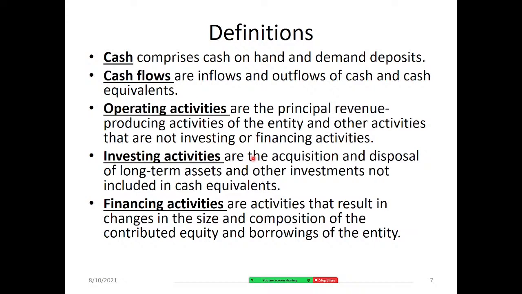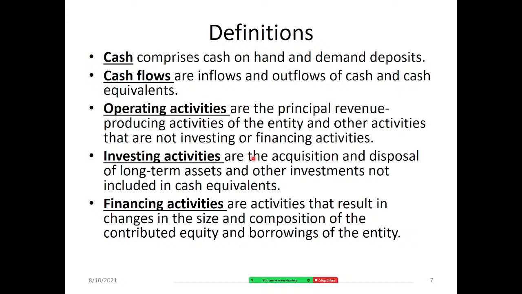And cash flows. Cash flows mean the movement of cash. Cash will come into the organization, and the cash or money will go out from the organization. So money may inflow or outflow from the organization. So cash flows are inflows and outflows of cash and cash equivalents. Operating activities. Operating activities are principal revenue producing activities of an entity, and other activities that are not investing or financing activities.